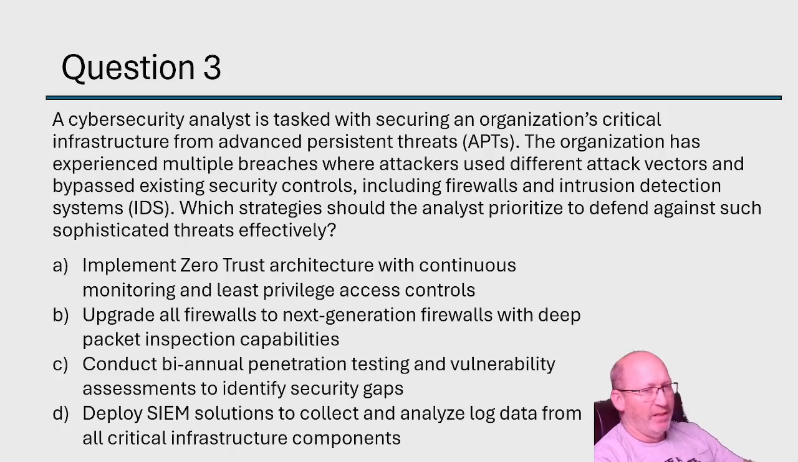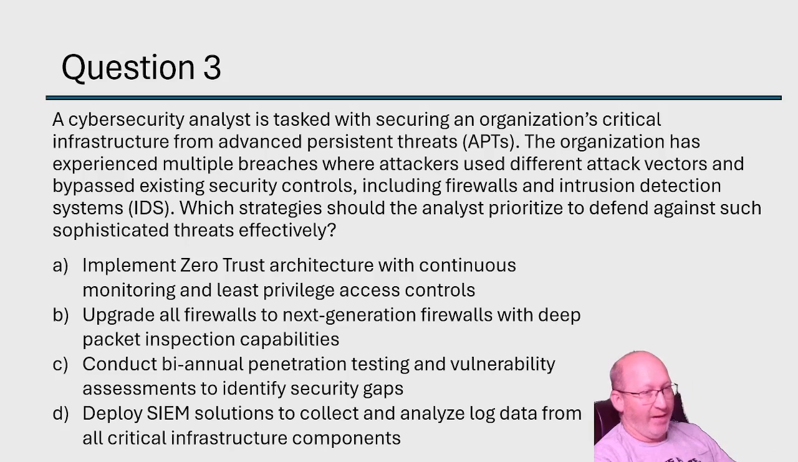And then we have A. Implement zero trust architecture with continuous monitoring and least privilege access controls. And I really like A. So we have three good answers on this question. We really do. But which one's the best answer? If you guessed A, you'd be correct.